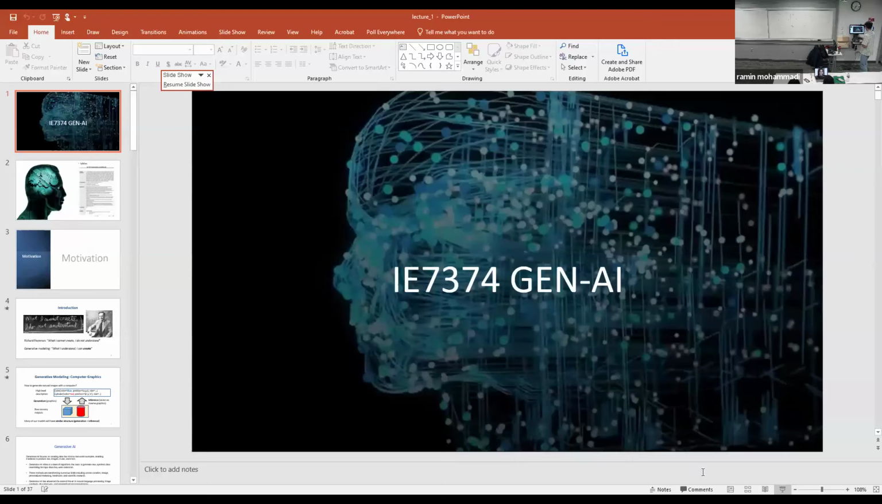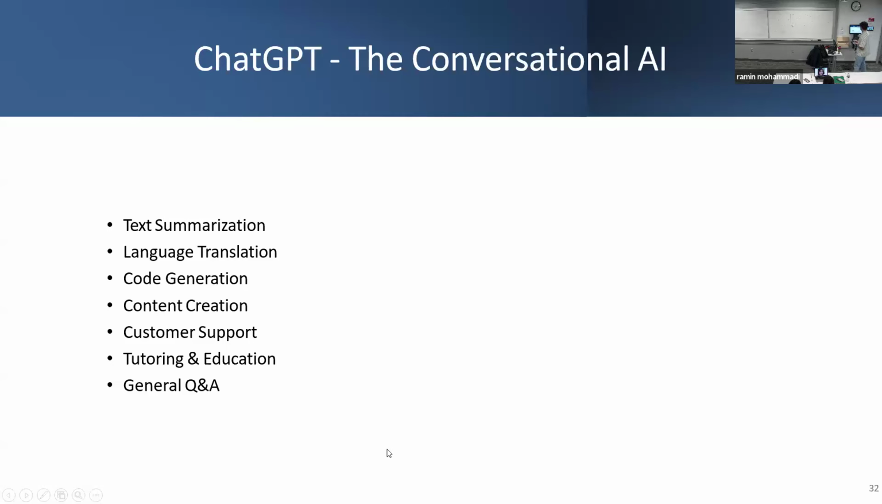Let's go back here. All right. Then came ChatGPT, which we call conversational AI. Now it can do everything from text summarization, language translation, code generation, content creation, customer support, tutorial, Q&A. It can do all of this. Anything that is conversational, text related, it can do a great job for you. Because it's not like this has only learned to generate. It actually has learned the contents. It can hold a conversation with you. It can answer back. It can do certain tasks for you.